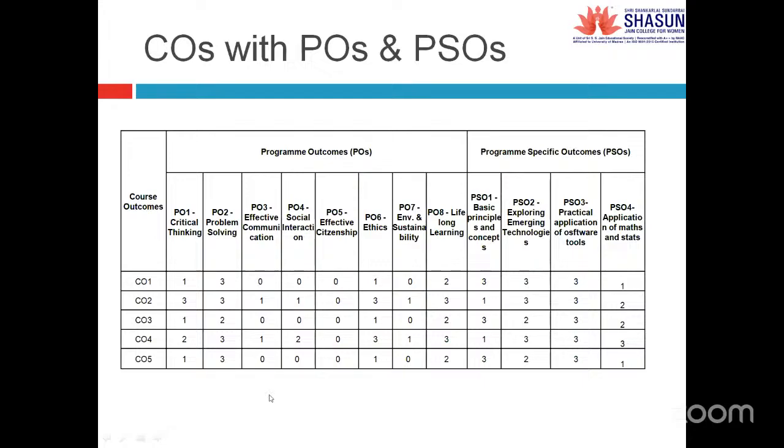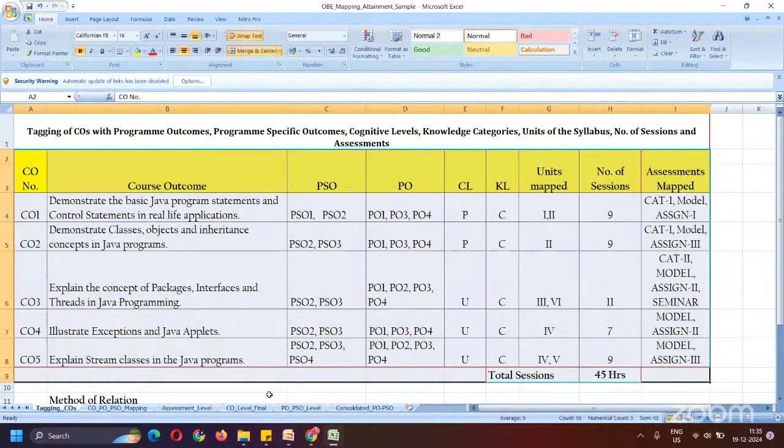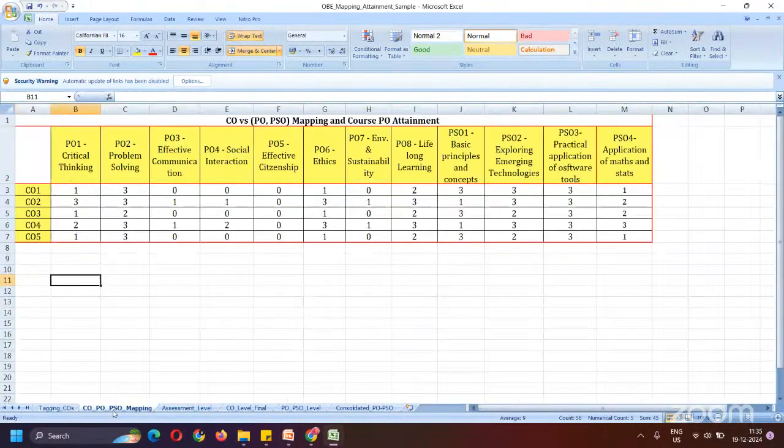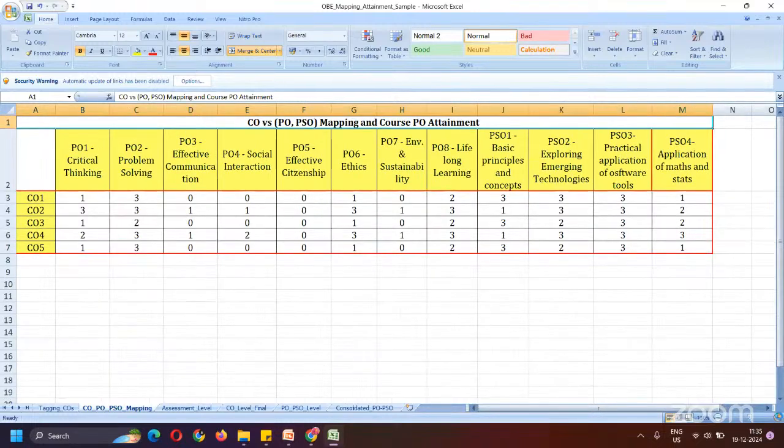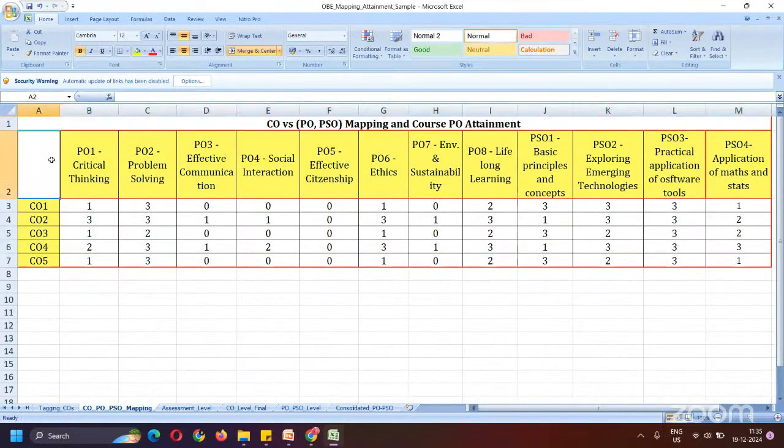I'll just go back to the Excel so that I can show how I have mapped the COs and the POs. Hope you are able to see my Excel. Yes, ma'am. Okay, thank you, sir.